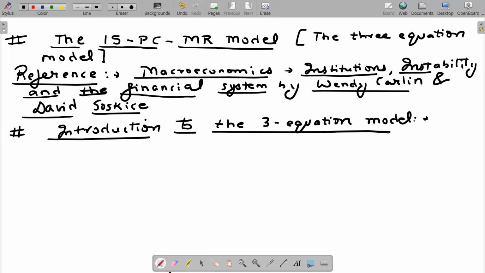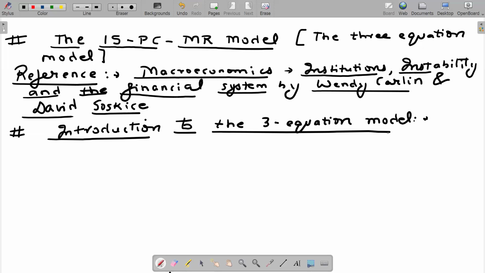Okay, so let's look at one of the very important characteristics, first of all, of the modern monetary policy. The modern monetary policies adopted by the central banks today are very forward looking. So central banks decide monetary policies today based on expectations.